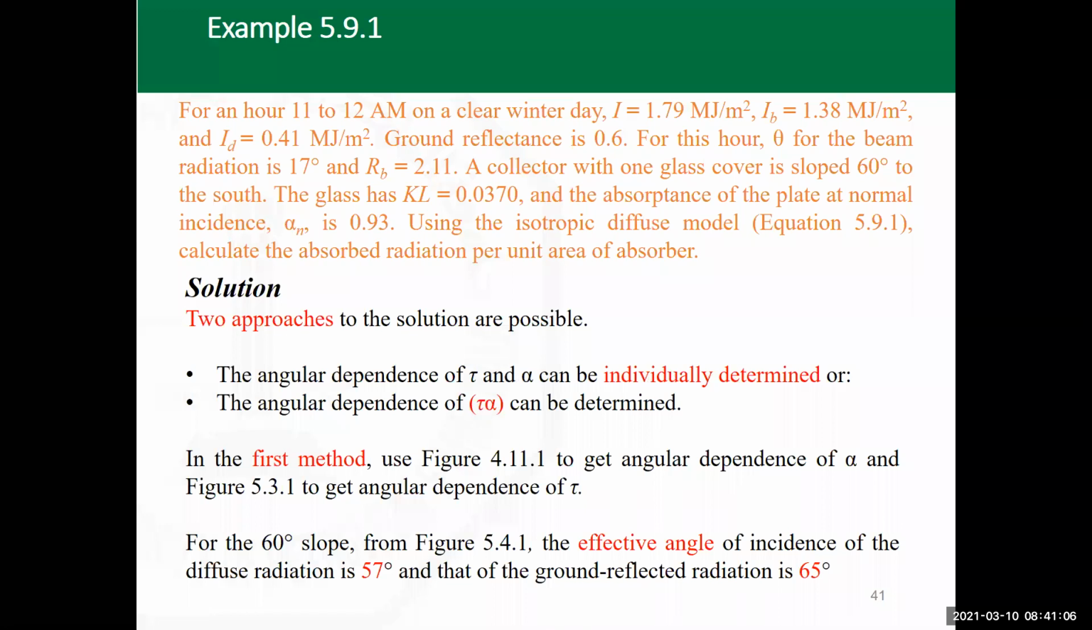In the first method, which is the determination of the angular dependence of tau and alpha individually, we first use equation 4.11.1 to get the angular dependence of alpha, and figure 5.3.1 to get the angular dependence of tau. So we're going to obtain alpha first and then tau. It's a 60 degree sloped surface, so the effective angle of incidence that we need for the diffuse component and for the ground reflected radiation is going to be obtained from figure 5.4.1.